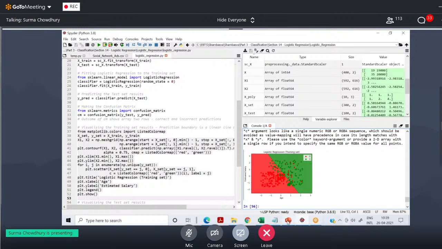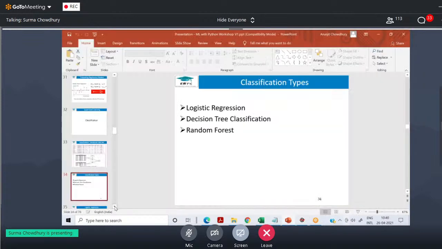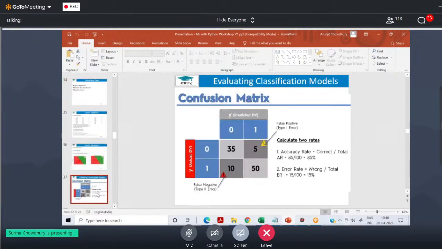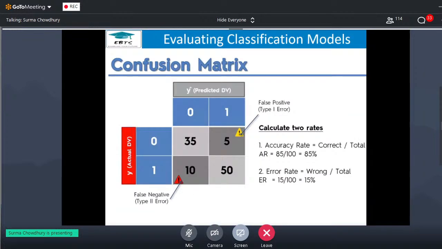Now, please look at this particular slide. Very, very important. What you have is a predicted value, which will be either 0 or 1. 0 means not going to buy the car, 1 means going to buy the car. This is the actual value, the test data value, where 0 means he's not going to buy the car and 1 means he is going to buy the car.